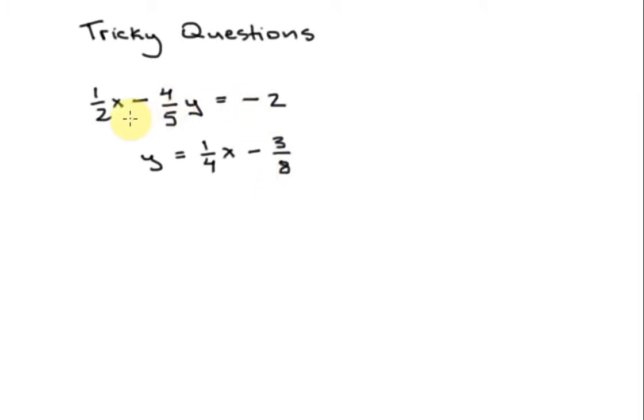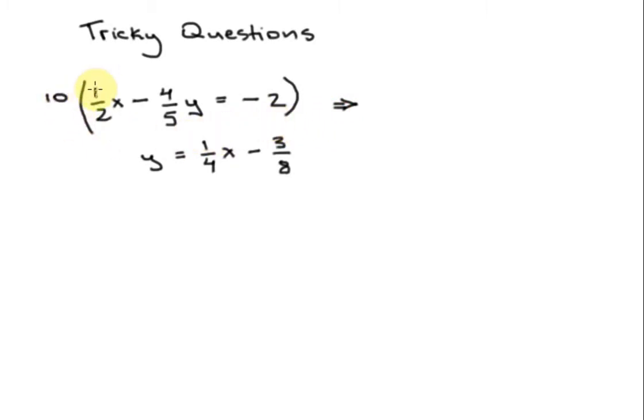First things first, I look at this top equation and I've got 1/2, I've got 4/5. Why don't I just multiply everything by 10? The 10 is the smallest number that's divisible by 2 and 5. And let's make that top equation look a little nicer so it doesn't have any fractions.